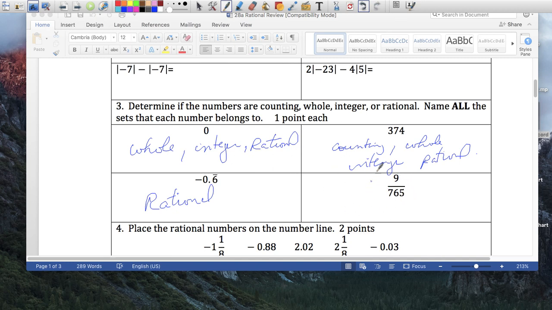9/765, it's not a counting number, of course. It's not a whole number, it's not an integer, but it definitely is rational. Okay?